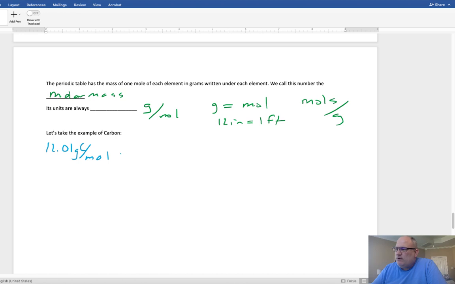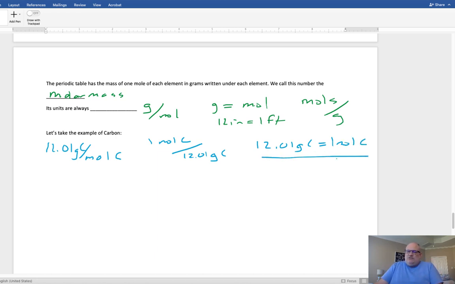For every 12.01 grams of carbon, you have 1 mole of carbon. Which means that you could, if you wanted to, write it in reverse and say for every 1 mole of carbon, there's 12.01 grams of carbon. That's because in all eventualities, 12.01 grams of carbon is equal to 1 mole of carbon. That is a conversion factor. And what that does is allow us to do some mathematics.